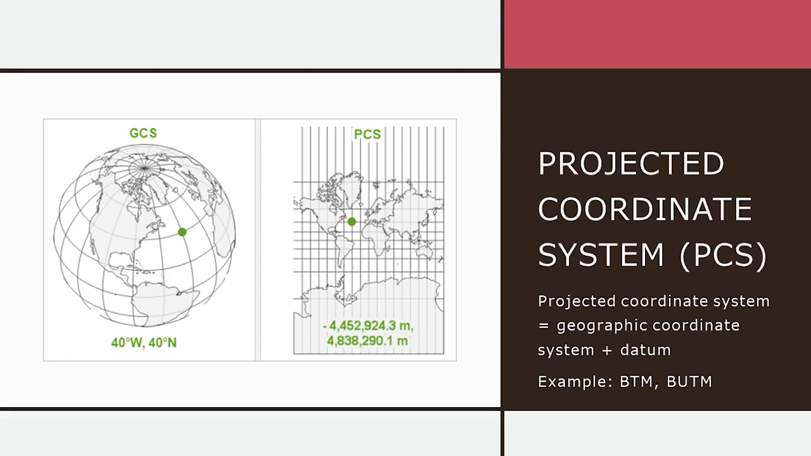Projected coordinate system or PCS is created when we apply custom projection parameters to a geographic coordinate system. It is used to minimize the distortion of features. For example, BTM and BUTM.